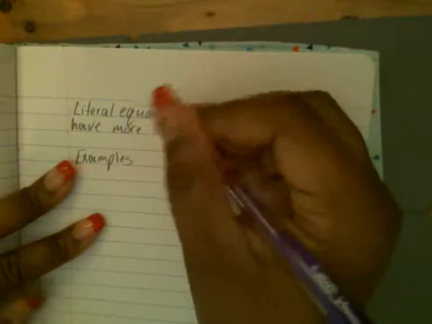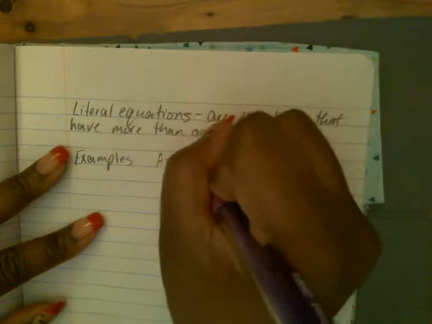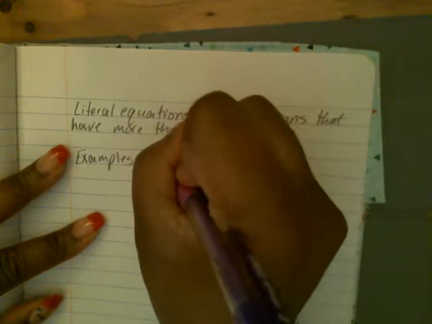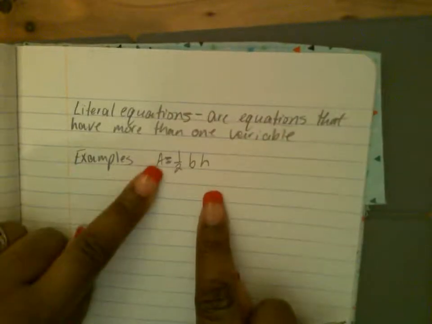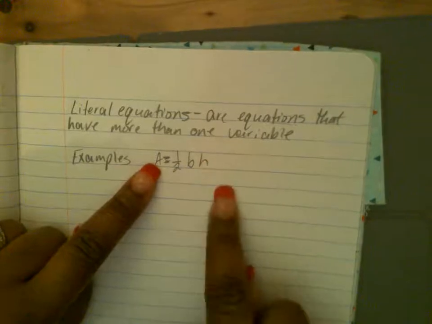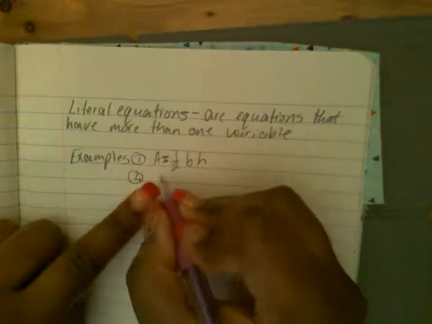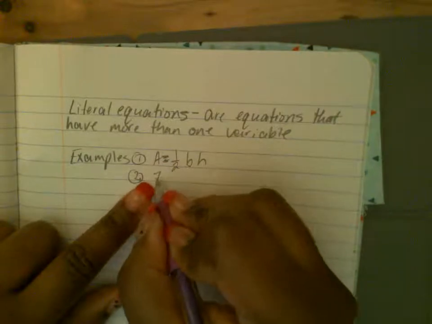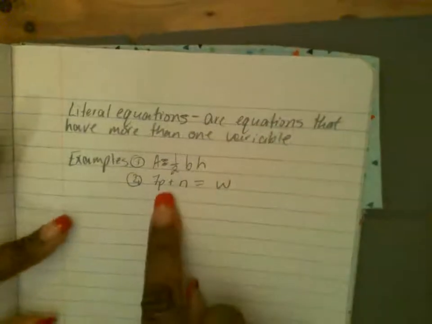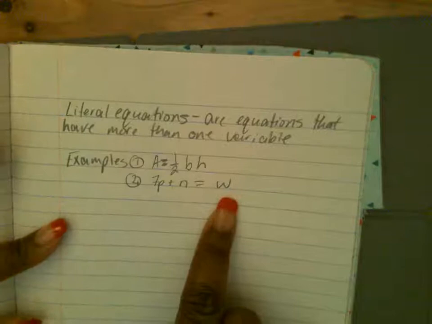You might see something like this. Simple. A is equal to 1/2 base times height. You see how there's more than one variable here? This is a literal equation. They may ask you, how do you solve for B? So that means you have to get B by itself. You might have one that looks like this: 7P plus N is equal to W. They may ask you to solve for P, they may ask you to solve for N, or they may ask you to solve for W.